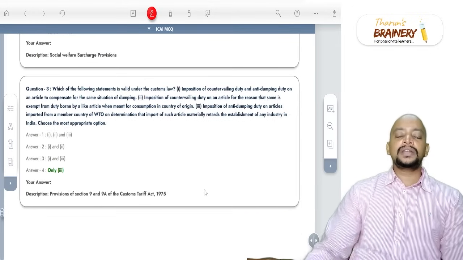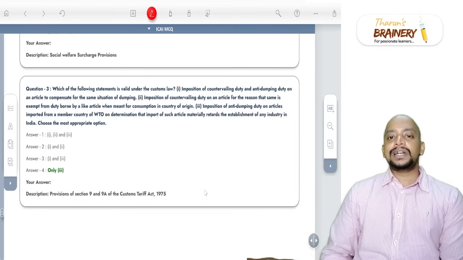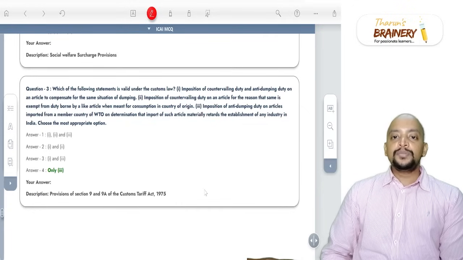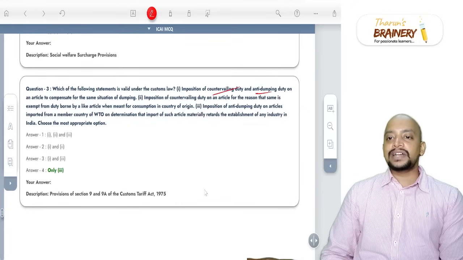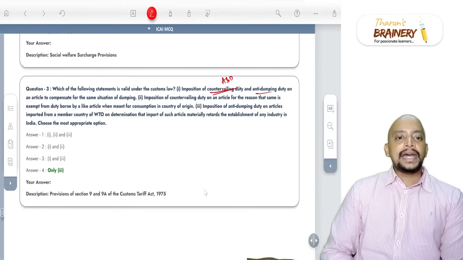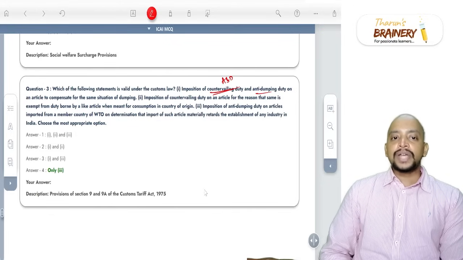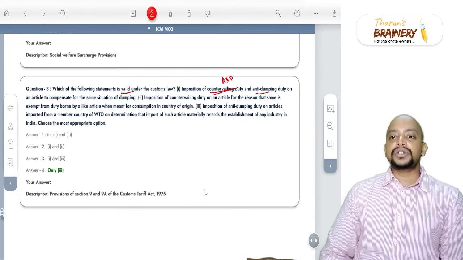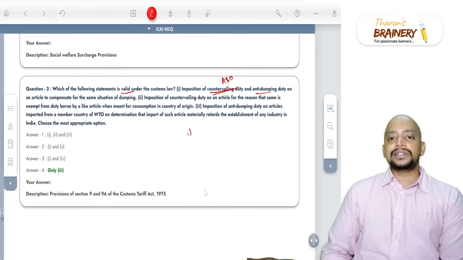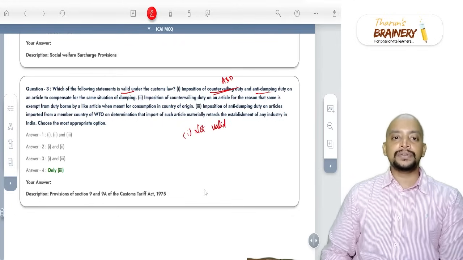Then question number 3, which of the following statements is valid under customs law? Imposition of countervailing duty and anti-dumping duty. Countervailing duty, also called anti-subsidy duty, on an article to compensate for the same situation of dumping. No. Actually this is not valid, because section 9 anti-subsidy duty and 9A anti-dumping duty are mutually exclusive. So the first one is not valid.